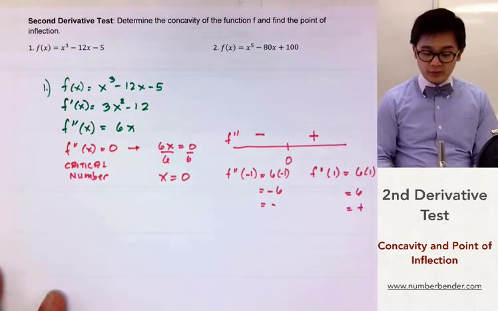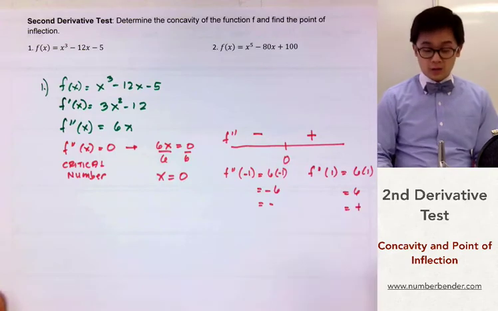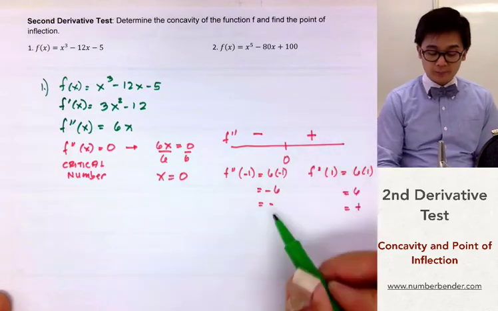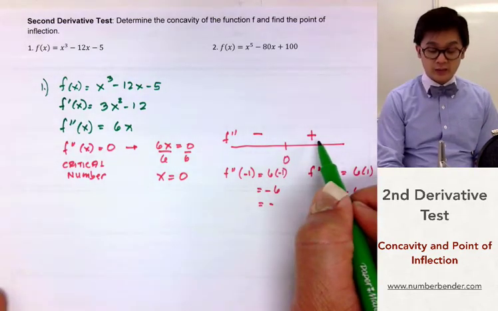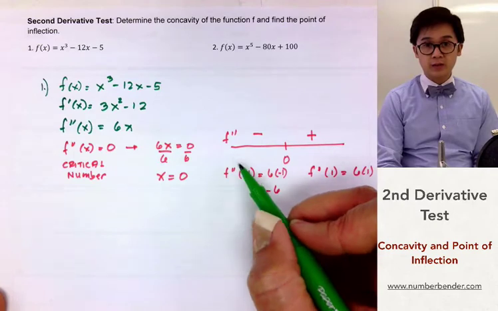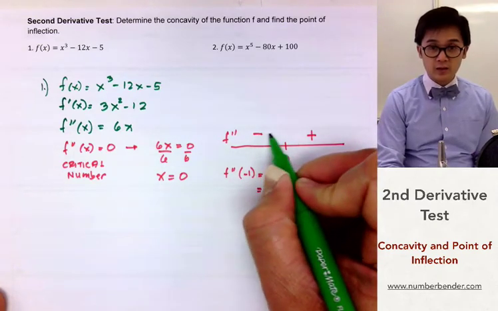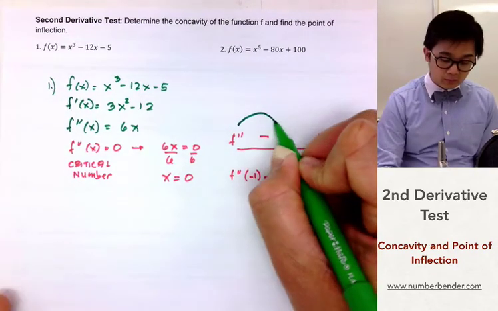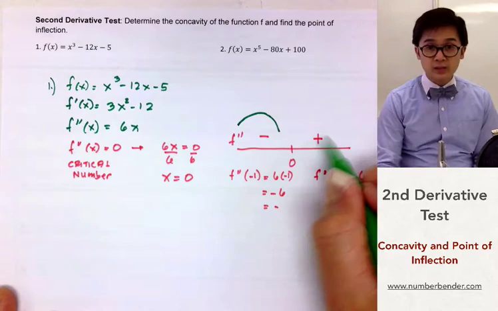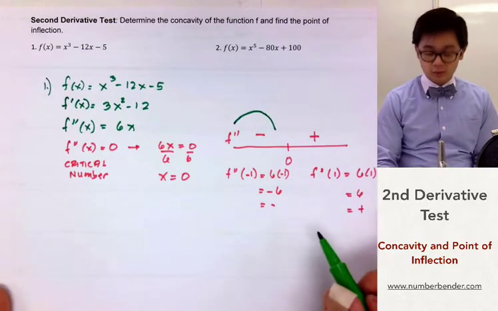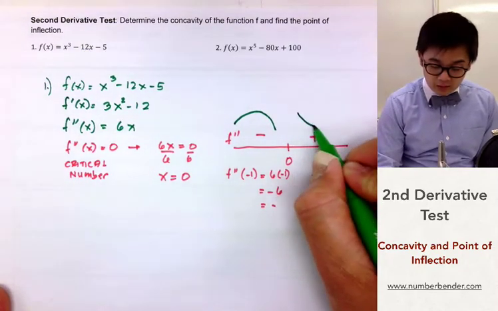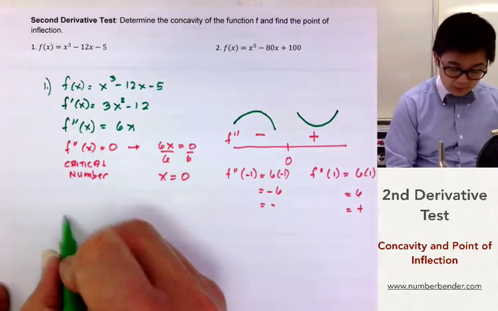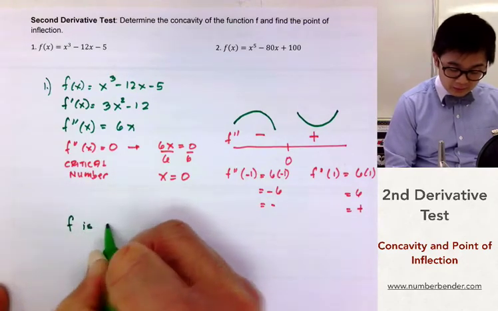So since we are using the sign chart for a different purpose, to determine concavity, the sign of our second derivative will help us determine the concavity of the function. If it's negative, the function f is concave down, and if we have a positive value for the second derivative, we have concave up.